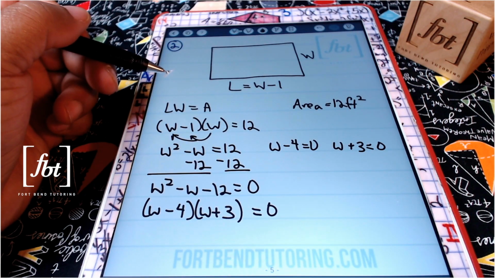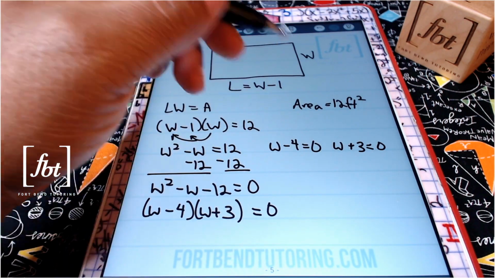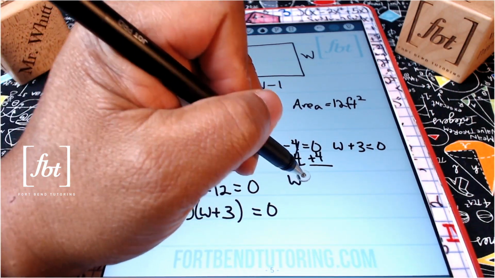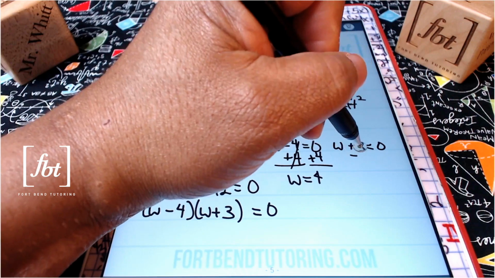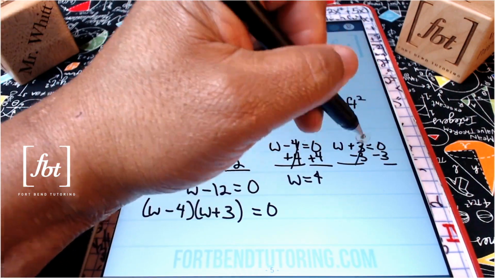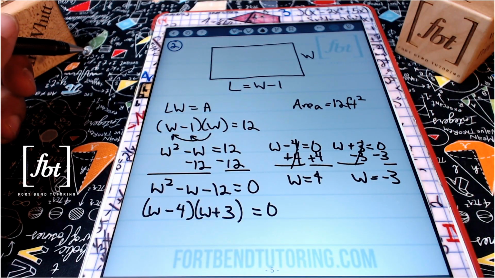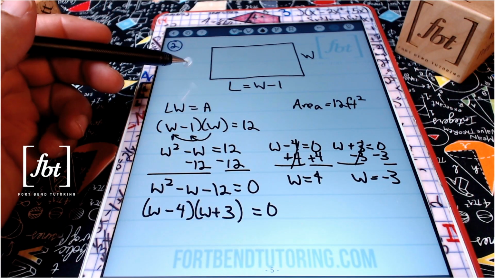And then I'll solve for each one of these equations. I'll begin by adding 4 to both sides of the equation on the first equation here, to end up with the width being equal to 4. And then with the second equation, we'll subtract 3 from both sides to find that the width equals negative 3. However, our width can't equal negative 3 because we're dealing with a rectangle here.